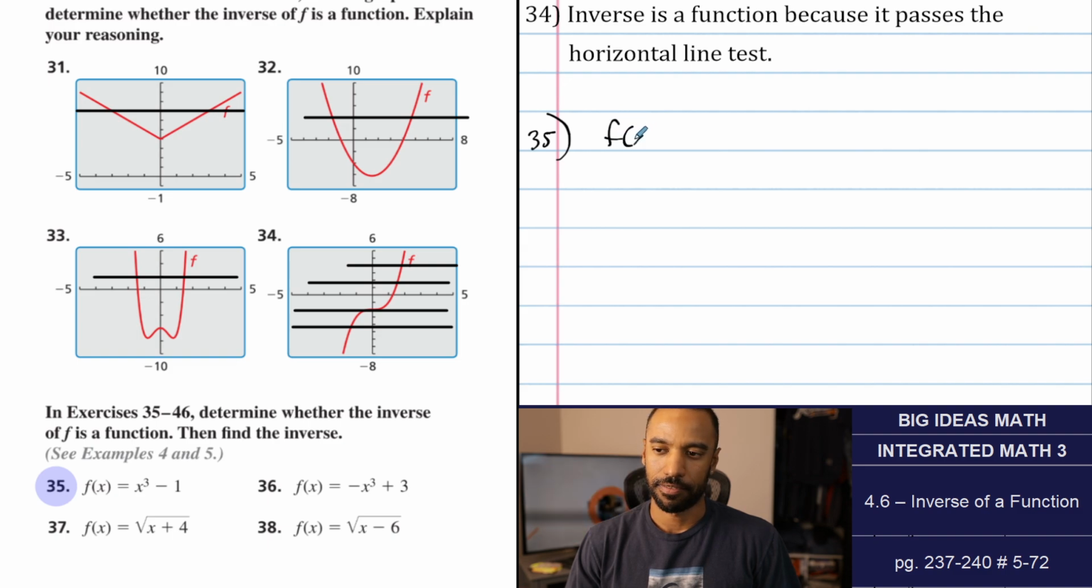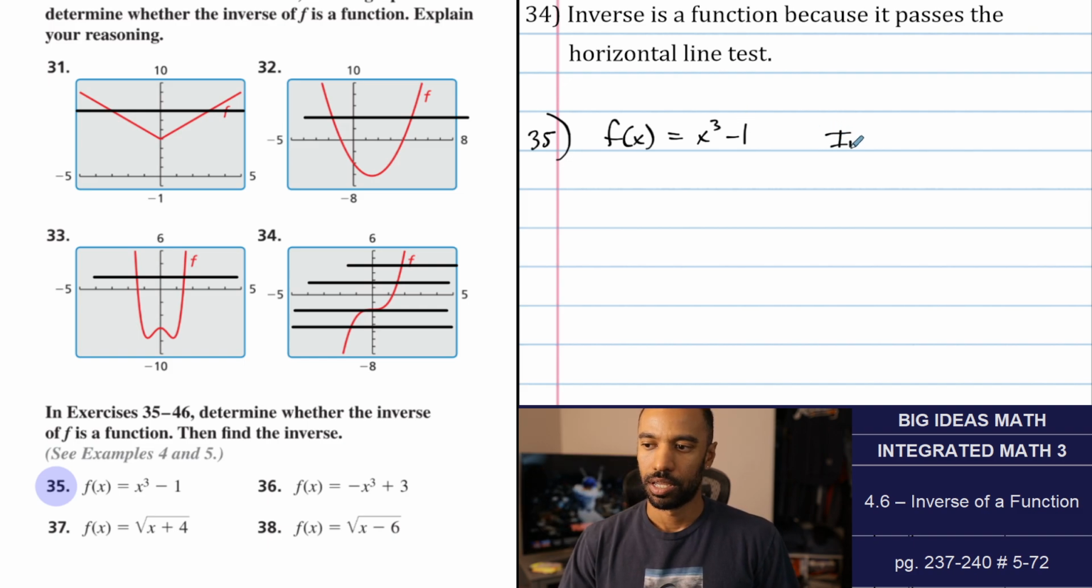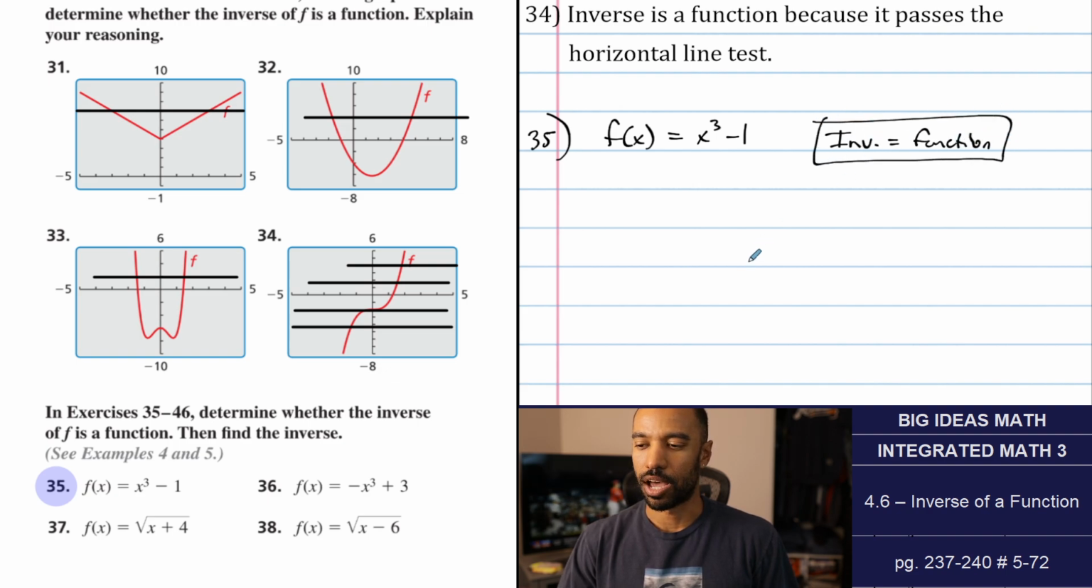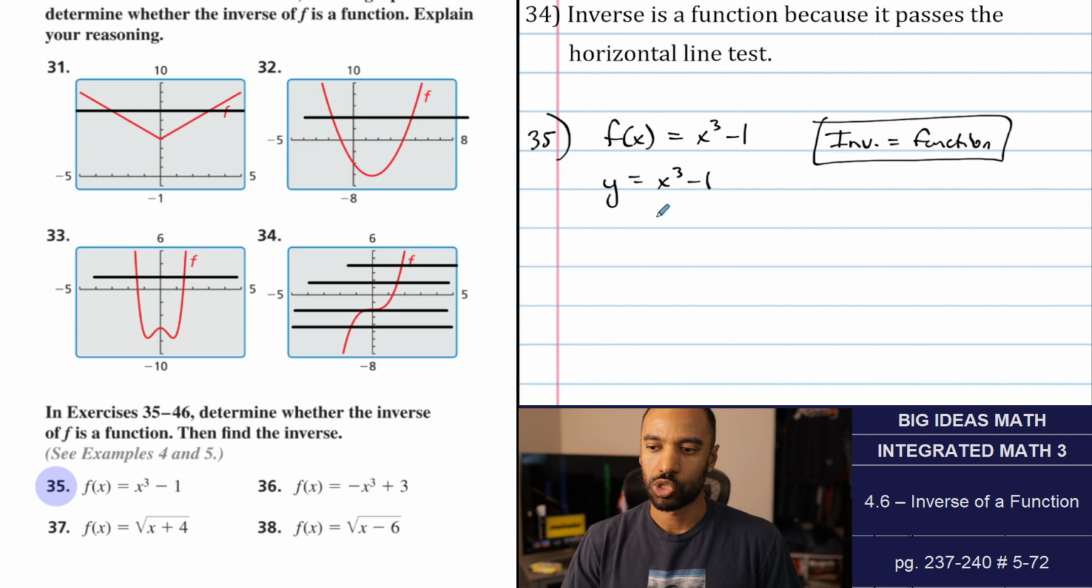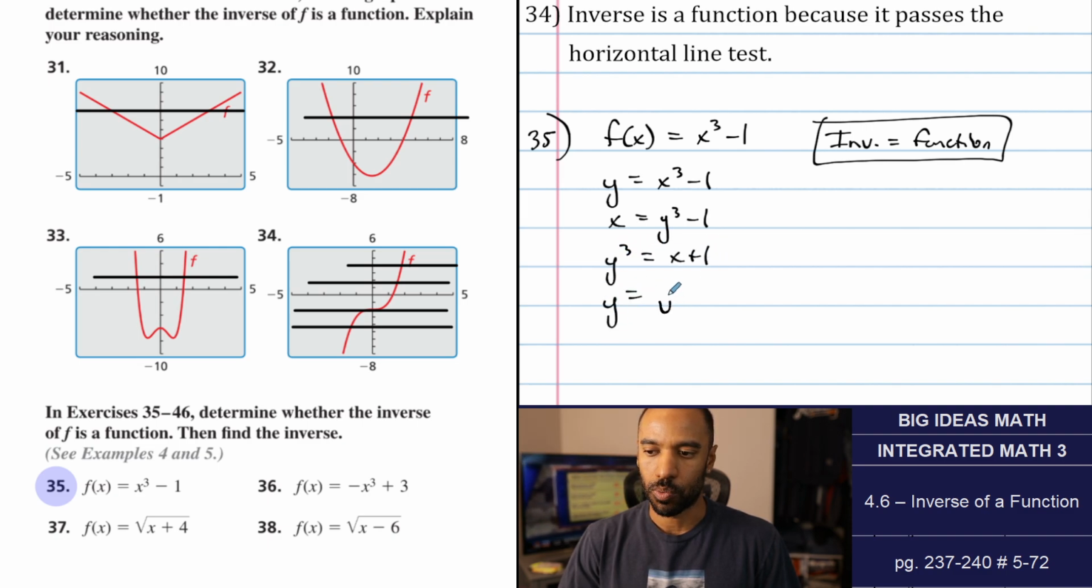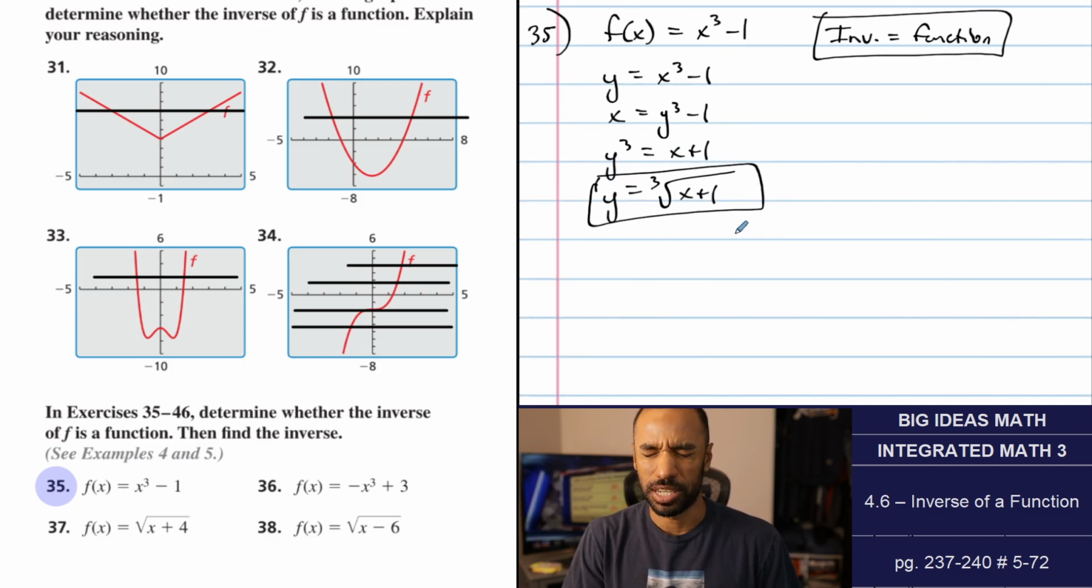So 35, f of x equals x cubed minus 1. Its inverse will be a function. This isn't a cubic on the level of having any sort of curves and complexity. It's not going to fail a horizontal line test that way. That's fine. So they said find its inverse. They're not mentioning graphs. So y equals x cubed minus 1. We'll take its inverse, x equals y cubed minus 1. We'll solve for y again. We get y cubed equals x plus 1. Take the cube root of both sides, y equals cube root of x plus 1. And that inverse is indeed a function. All good on that one.